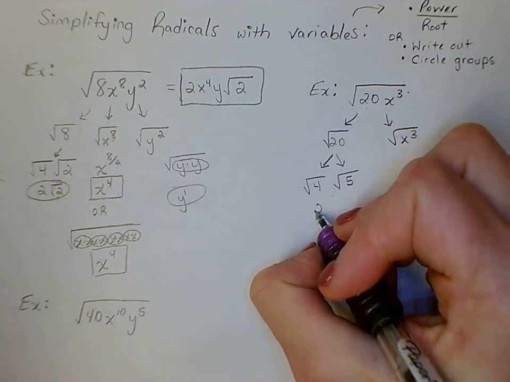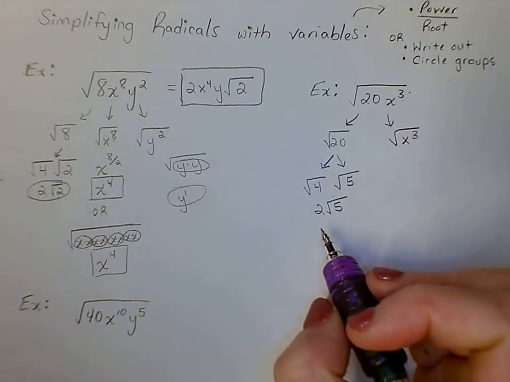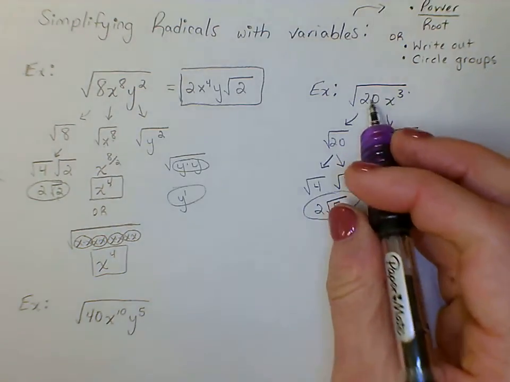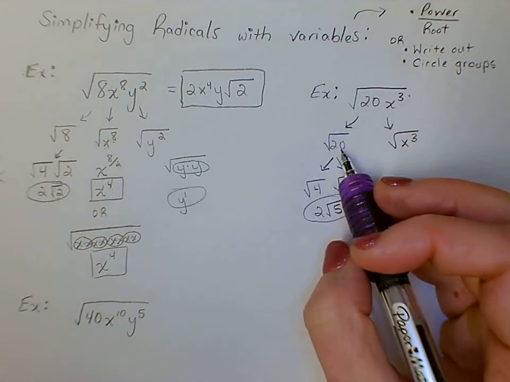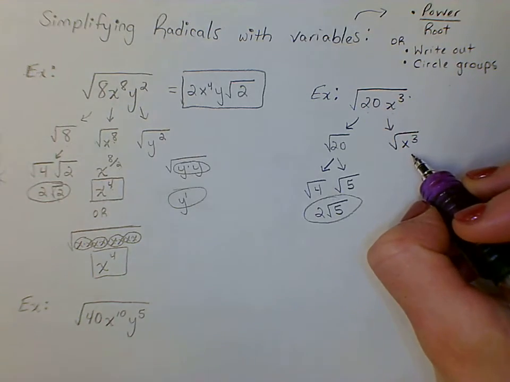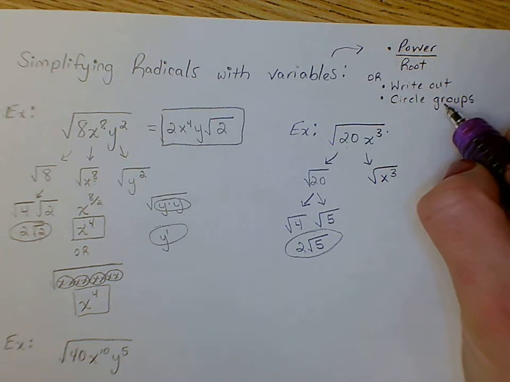So square root of 4 ends up being 2. Square root of 5 won't break down, so it just comes down. So this is kind of like a mini answer to the problem, because that's part of your answer. That's what you got when you took the square root of the 20. And now we have to do the square root of x to the 3rd. So either you do power over root, or you write it out in circle groups.